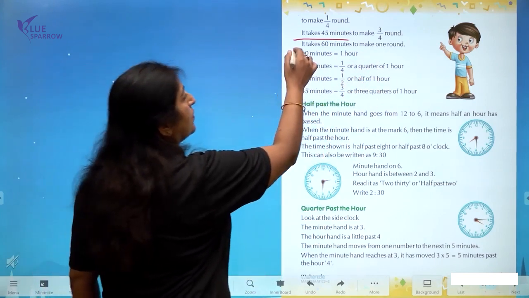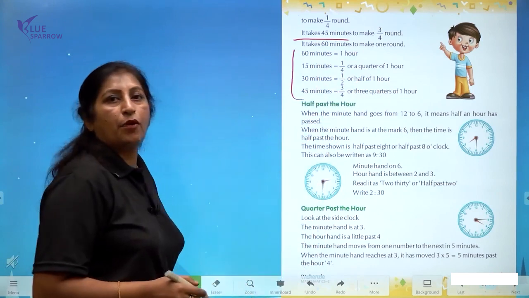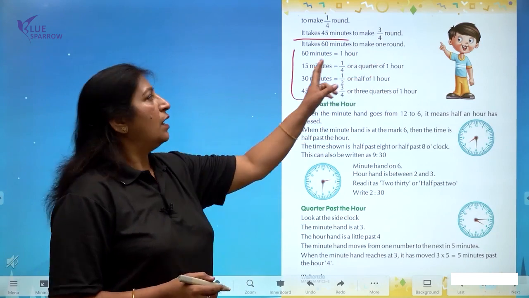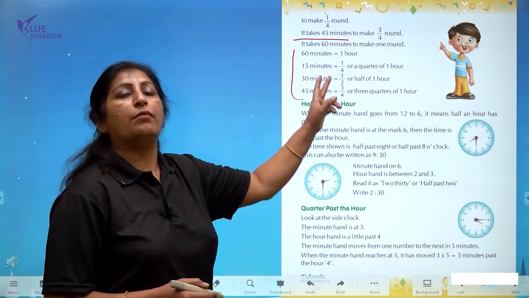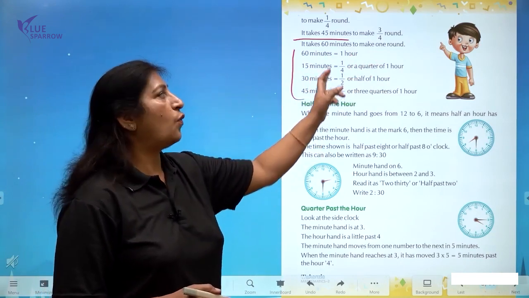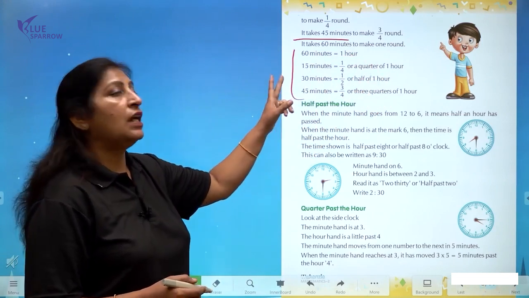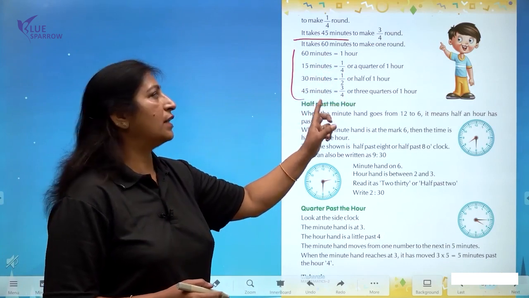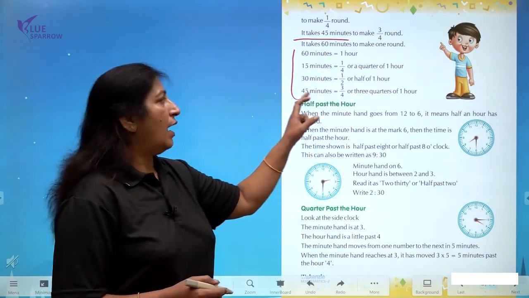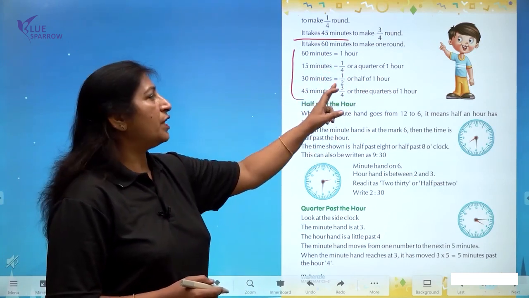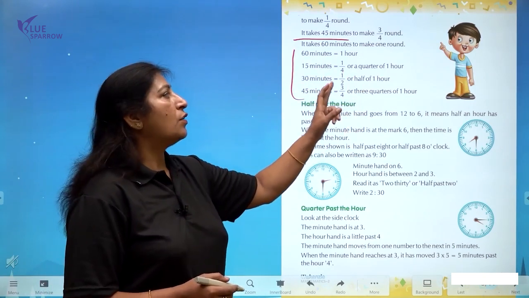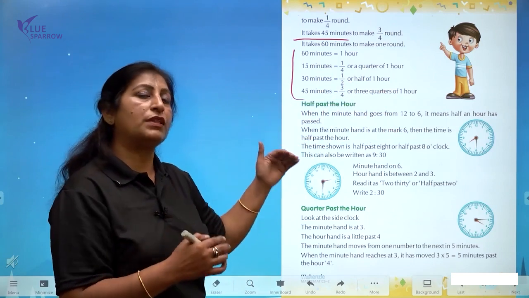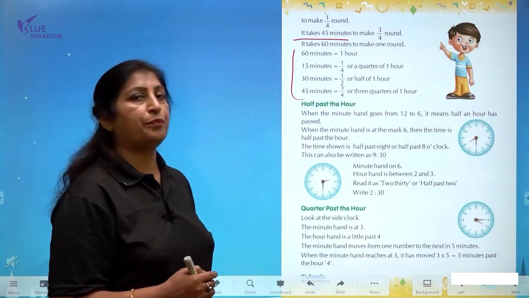If you want to represent it in proper order, you can write it as 60 minutes make 1 hour, 15 minutes make 1/4 of the hour, or you can say a quarter of 1 hour. 30 minutes means half of the hour, 1/2 of an hour, or you can say half of 1 hour. And 45 minutes means 3/4 of 1 hour, or 3 quarters of 1 hour. 1 by 4 means quarter and 3 by 4 means 3 quarters of 1 hour.